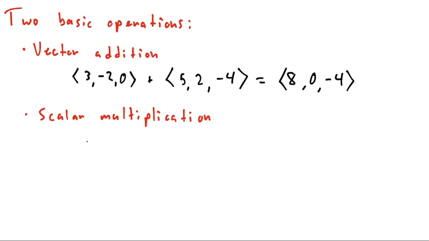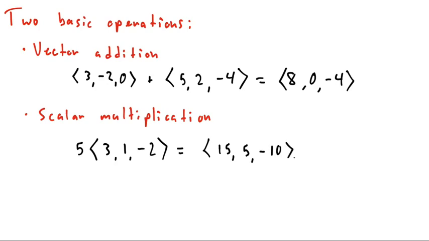For scalar multiplication, we could have an example such as 5 times the vector ⟨3, 1, -2⟩. Here we multiply each of the components by the scalar 5. The result of this is the vector ⟨15, 5, -10⟩. This is scalar multiplication. All of the components are scaled by the same multiple.